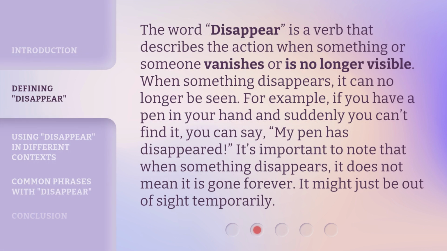The word disappear is a verb that describes the action when something or someone vanishes or is no longer visible. When something disappears, it can no longer be seen. For example, if you have a pen in your hand and suddenly you can't find it, you can say, "My pen has disappeared." It's important to note that when something disappears, it does not mean it is gone forever. It might just be out of sight temporarily.